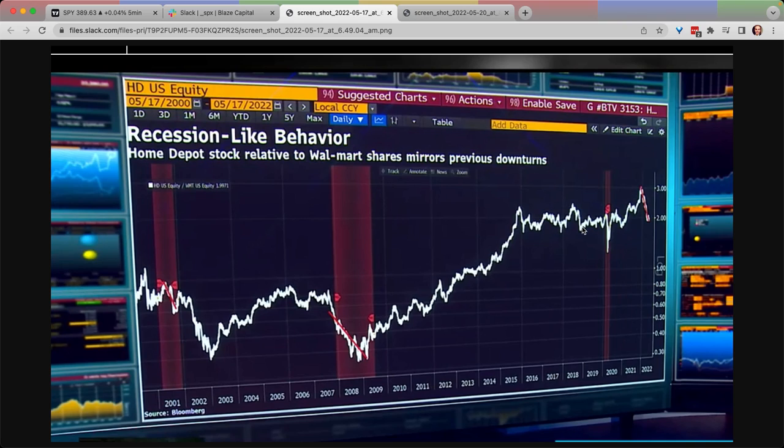Last two things here. We talked about a recession. So even before we heard from Target, we had this from Bloomberg telling us that Home Depot stock relative to Walmart.